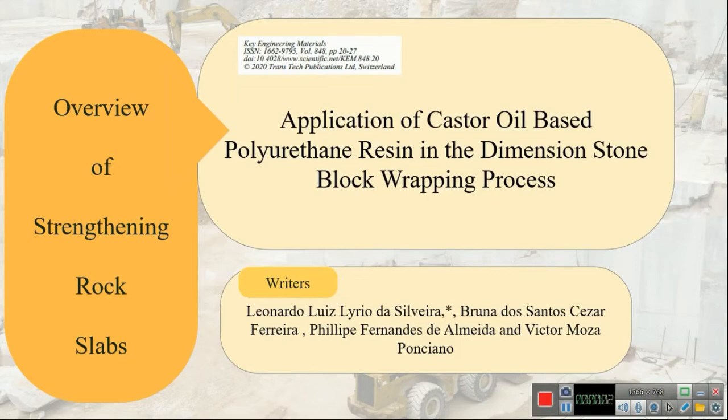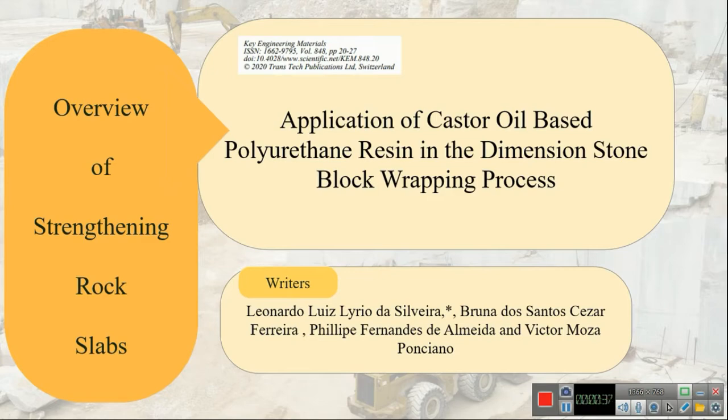Well, for a better sense, here is an article by Brazilian researchers: The application of castor oil based polyurethane resin in the dimensional stone block wrapping process. They use both bio-based and chemical resin for strengthening 2 different types of rock slabs, one quartzite type and the other the marble type. At the end of their project, they realized that each resin has its own effect on the mechanical characteristics of the slabs mentioned.